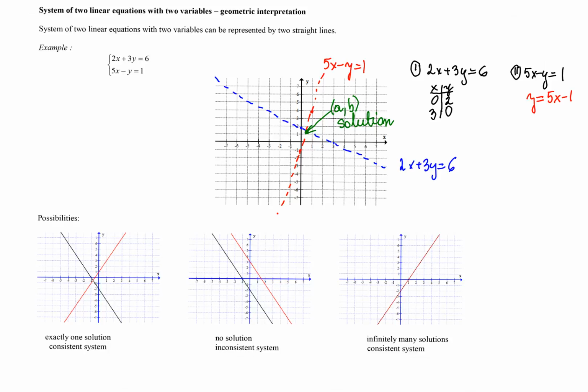If a system has a solution, it is called a consistent system. If the system does not have a solution, it's called an inconsistent system. So in general, we can say that a system of 2 linear equations with 2 variables has either exactly one solution, no solutions, or infinitely many solutions.